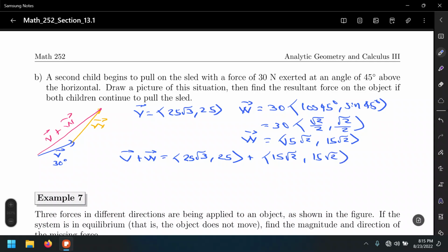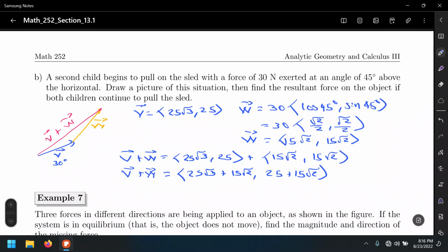Well, so combine component by component, but in this case we don't have really nice numbers like the ones we did before. So just for now, leave them the way they are. So 25 root of 3 plus 15 root of 2, 25 plus 15 root of 2. So that's the vector that describes the resultant force of the two children pulling the sled, right?